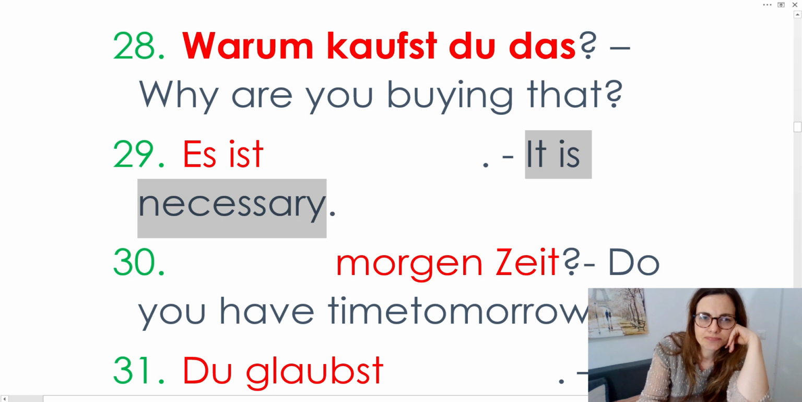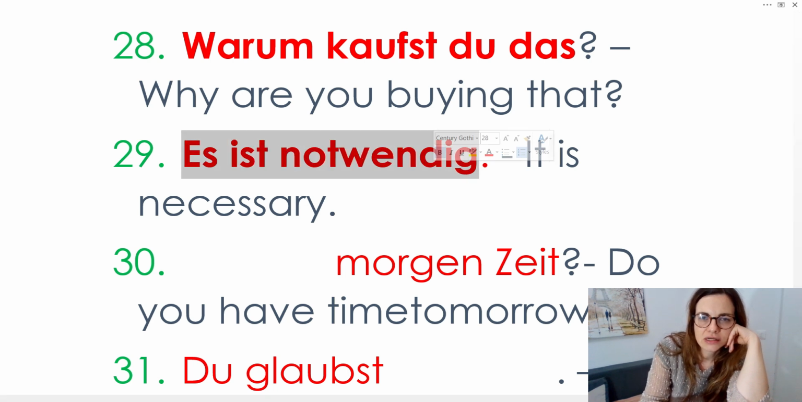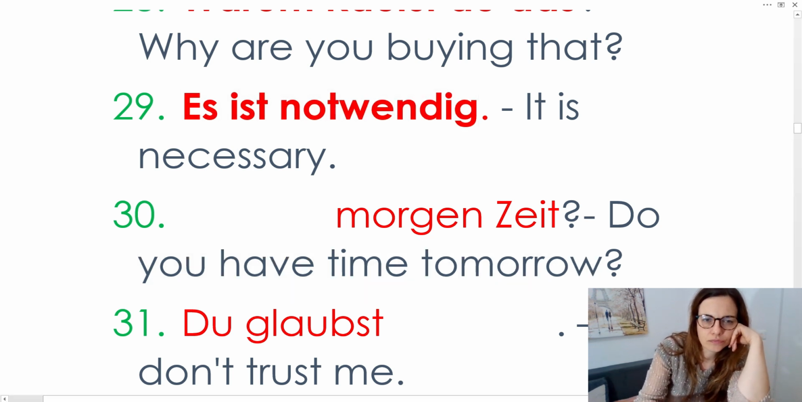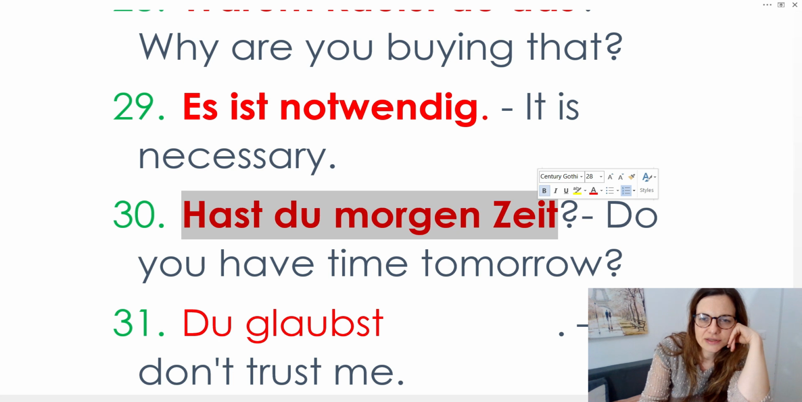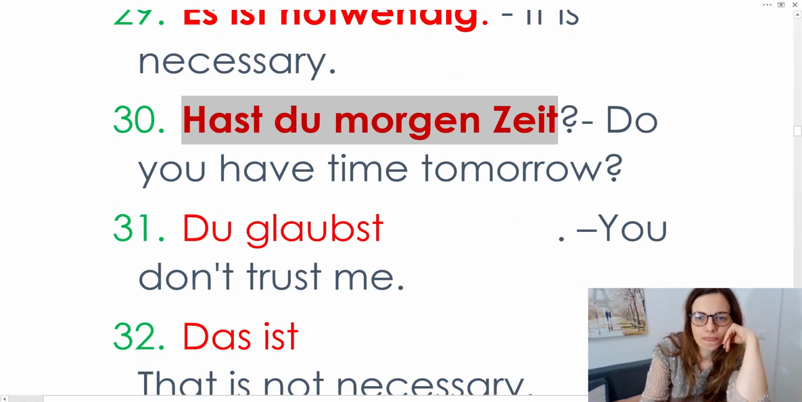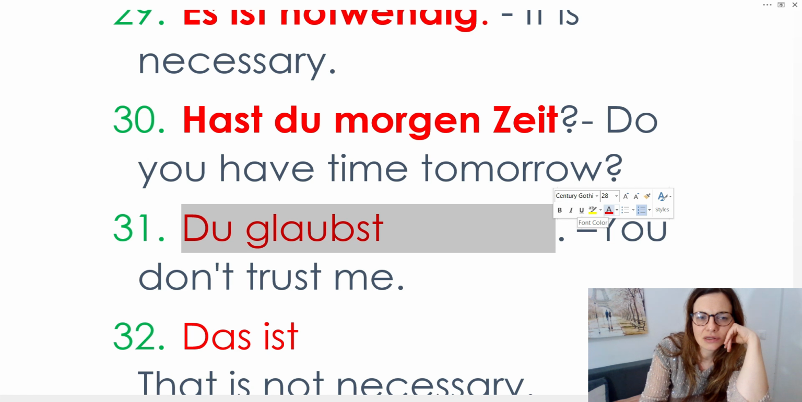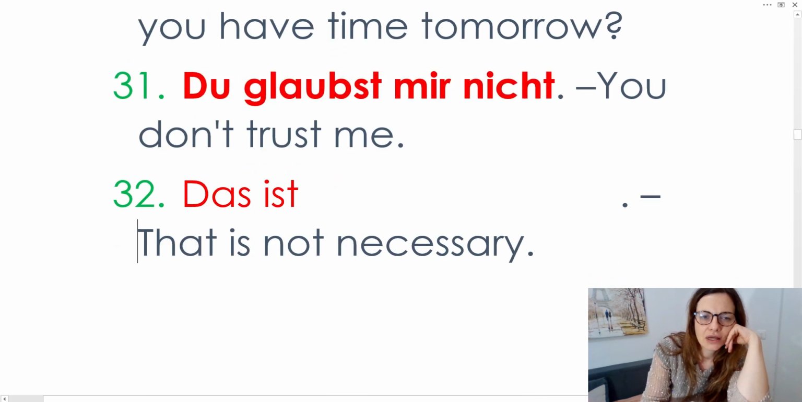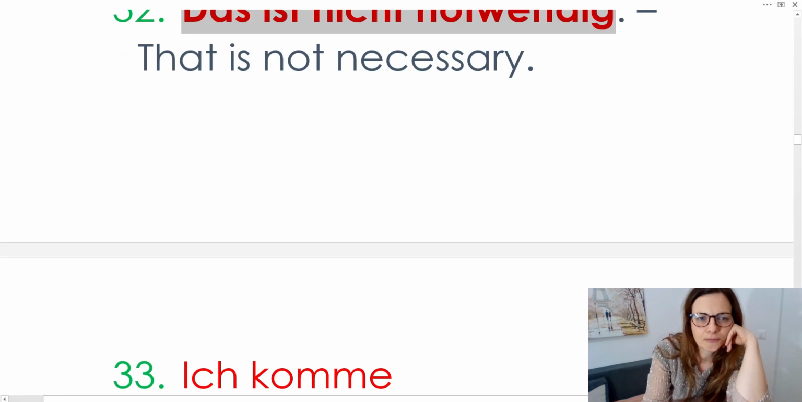It is necessary. Es ist notwendig. Do you have time tomorrow? Hast du morgen Zeit? You don't trust me. Du glaubst mir nicht. That's not necessary. Das ist nicht notwendig.